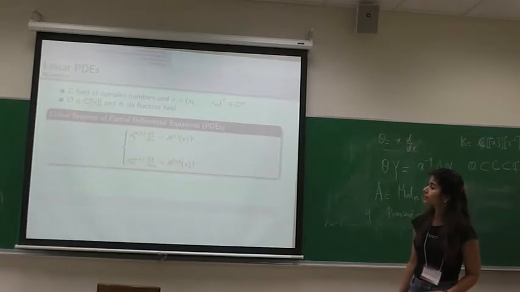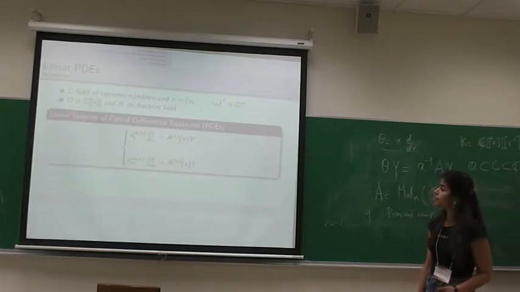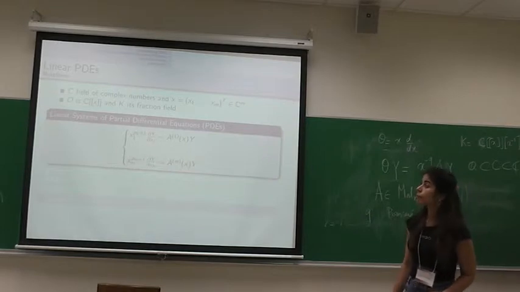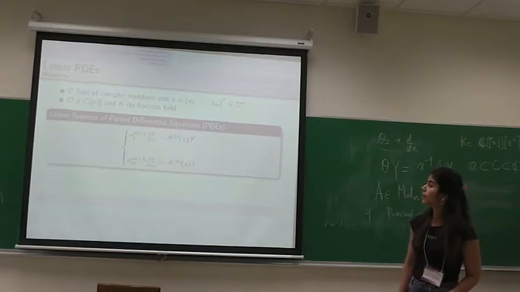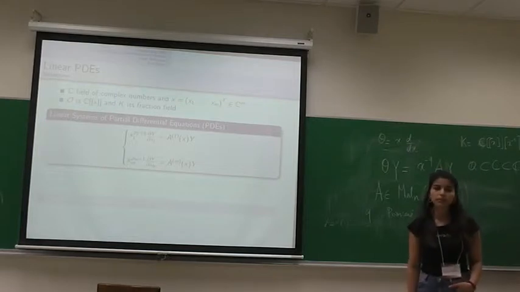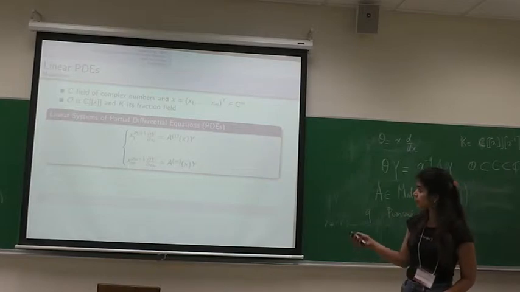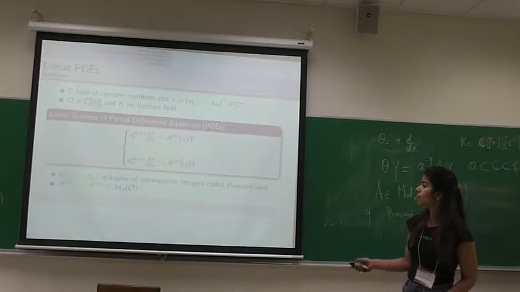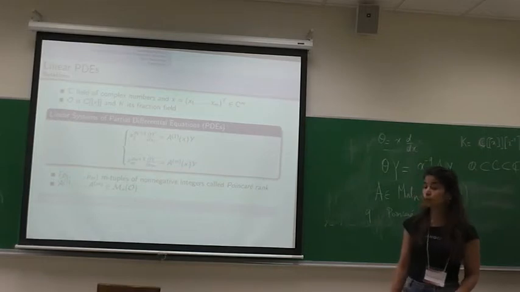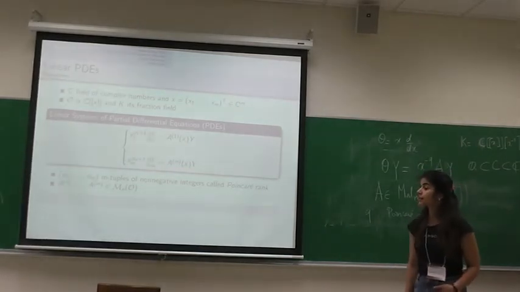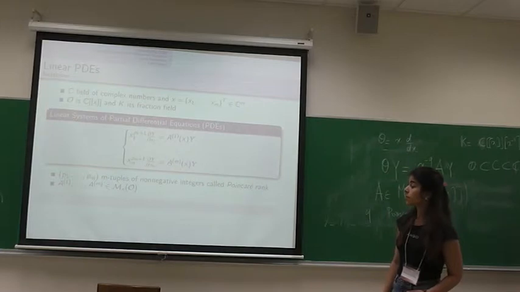Here C will denote the field of complex numbers, and O will be the ring of formal power series with coefficients as shown here, and K is its fraction field. So-called completely integrable Pfaffian systems with normal crossings are the linear systems of partial differential equations of this form, where p1 to pm are non-negative integers, the m-tuple is called the Poincaré rank, and the matrices have their entries lying in O.